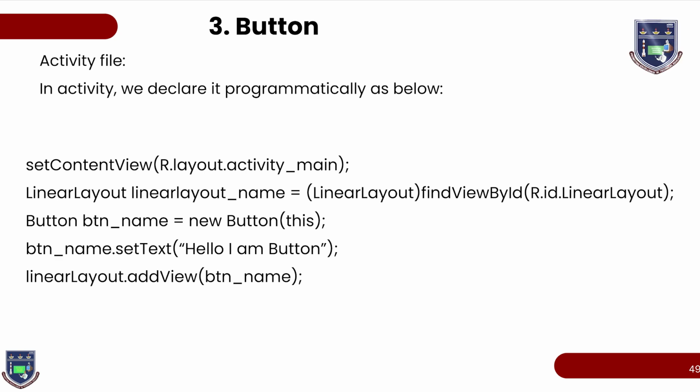So, this line will set the text displayed on the button. It is equal to the line android:text equal to "hello, I am button" in the XML code. Okay. Then we have linearLayout.addView. So, because of this line, the button will be added to the linear layout at runtime. Okay. So, without this line, the button would not appear on the screen.